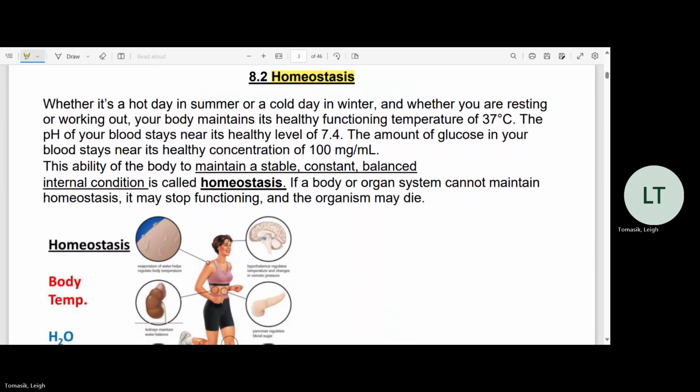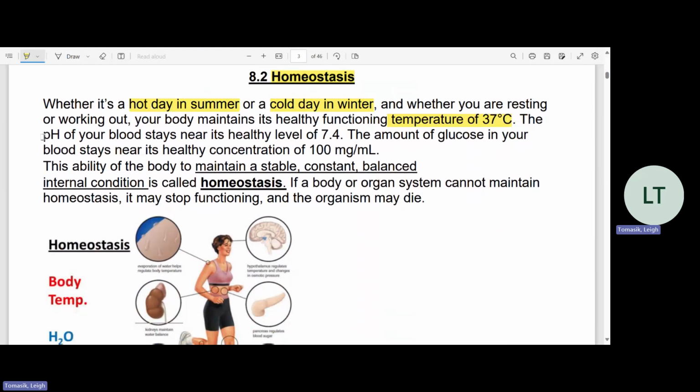But during your whole day, your body has to maintain some things within itself. So even though it's a hot day in summer or a cold day in winter, we have to keep our body's temperature at 37 degrees Celsius. The reason for that is because if we don't keep our body's temperature at 37 degrees Celsius, all of our enzymes will stop working and we will die, right? So it's very important that your body stays pretty close to 37 degrees Celsius, right? So 5 degrees one way or 5 degrees another way could be kind of disastrous.